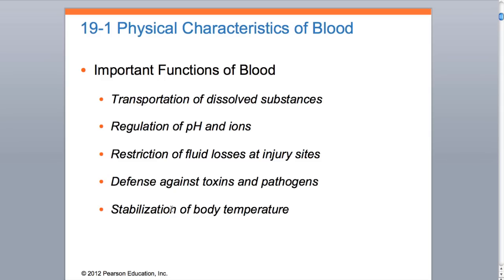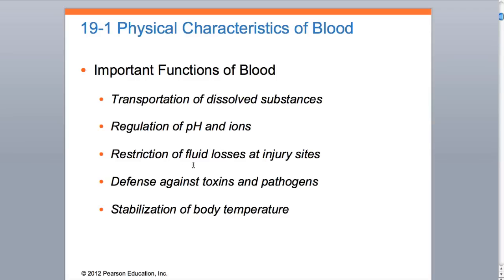Now, this line represents each of the functions in more detail. As we said, they do transport. So blood does transport dissolved substances, such as ions and nutrients, those that we saw in the previous slide. Now, what do we have here? We have regulation of pH and ions. The blood pH is about 7.4. If your blood becomes too acidic or too basic, that results in things like acidosis and alkalosis.